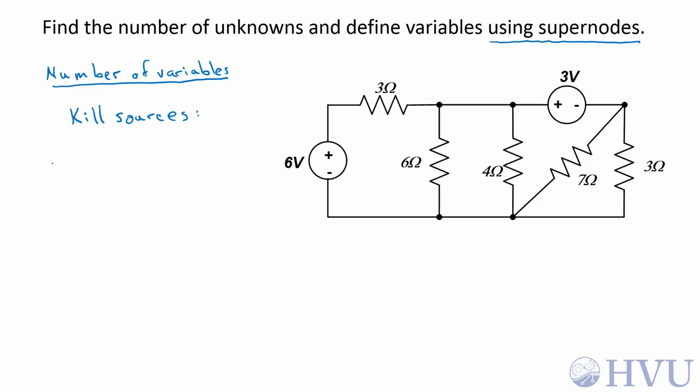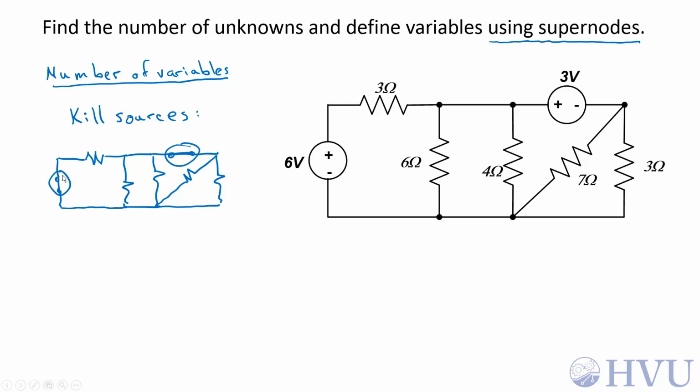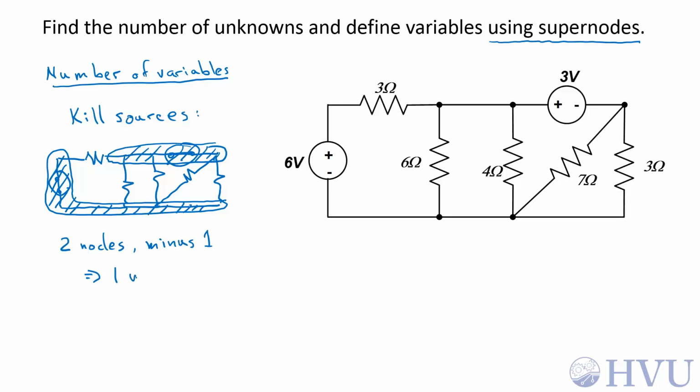When I kill the sources, the voltage sources turn into short circuits. Current sources, if there were any, would turn into open circuits. Resistors stay as they are. So both of these voltage sources here and here turn into short circuits. This becomes all one node. And now there are only perfect conductors inside this node as well. So there's only 2 nodes. I subtract 1, so I have 1 unknown.